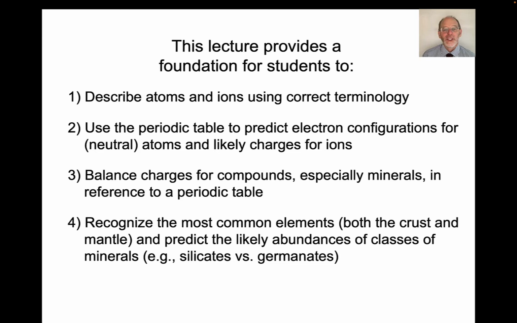At the end of this lecture, I hope that you would be able to use terms correctly for atoms and ions, use the periodic table to predict electron configurations and likely charges for ions, to be able to balance compounds, especially for minerals, by using the periodic table, and then to recognize the more common elements in the crust and mantle and be able to predict the likely abundances of certain types of minerals. For example, there are lots of silicates because there's lots of silicon in the world. There's not very many germanates because there's not very much germanium in the world.